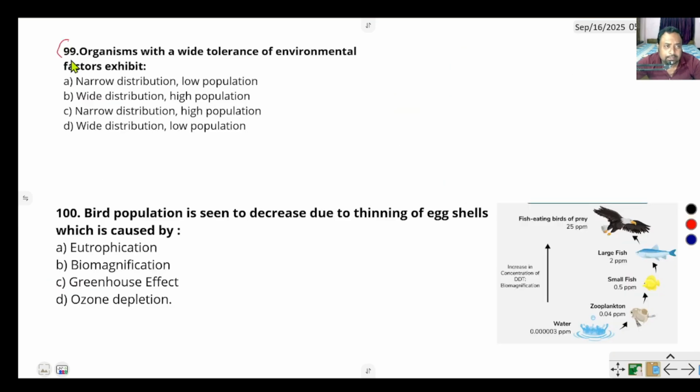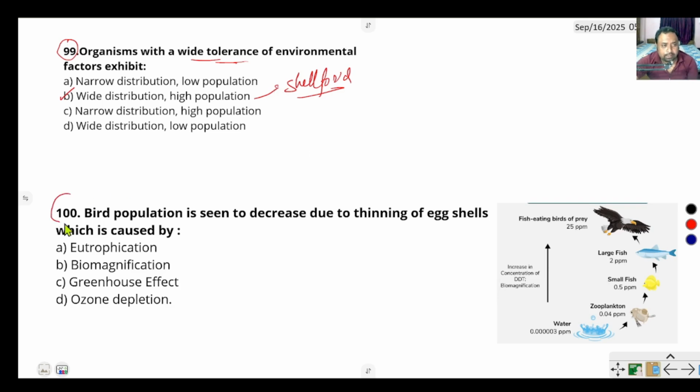Question number 99 says, organisms exhibiting wide tolerance of environmental factors exhibit what? Ecologist Shelford proposed these terms. Organisms with wide tolerance have high distribution and high population. Wide tolerance means distributed in different places of Earth. That is wide distribution and high population. This theory was proposed by Shelford.